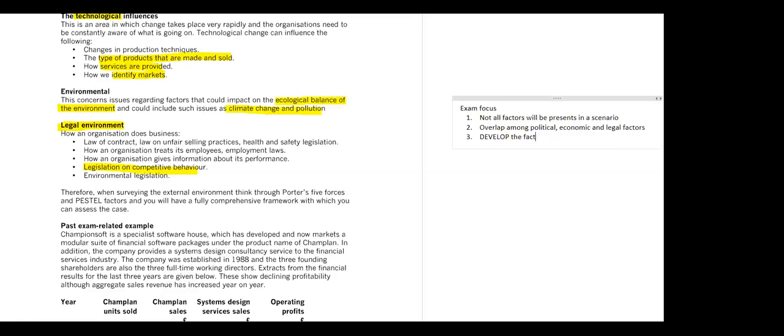Developing the factor means you should be able to explain whether it is an opportunity or a threat, and its reason. That is, the reason or how. How is it an opportunity? How is it a threat? Or why is it an opportunity? Or why is it a threat? So you need to be appreciative of this particular factor. So from an examination perspective, it's just a checklist. It's just an identification that you need to keep in mind.